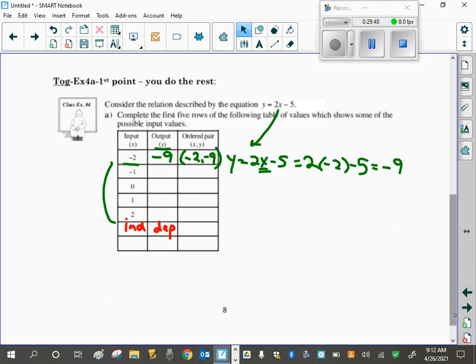Where do you see an x? You put -1, calculate it, put 0, put 1, put 2, calculate it, calculate it, calculate it. And you'll get 5 points on that line.